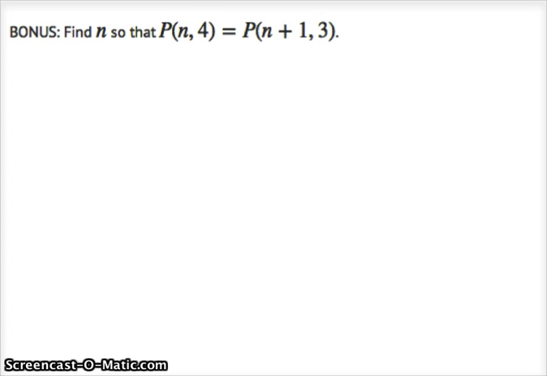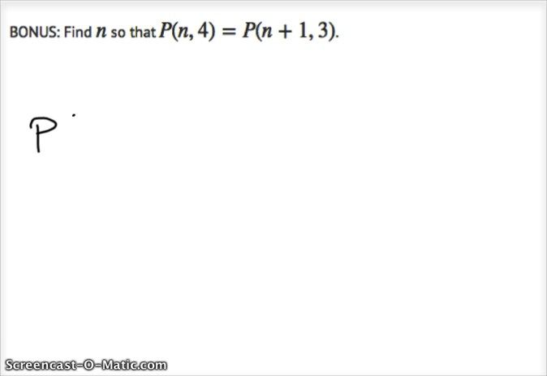The bonus question. And honestly, this is my favorite question in the entire test. I think it's a very fun question. It says find n so that the permutation n choose 4 is equal to the permutation of n plus 1 choose 3. So first I'm going to do my permutation equation.